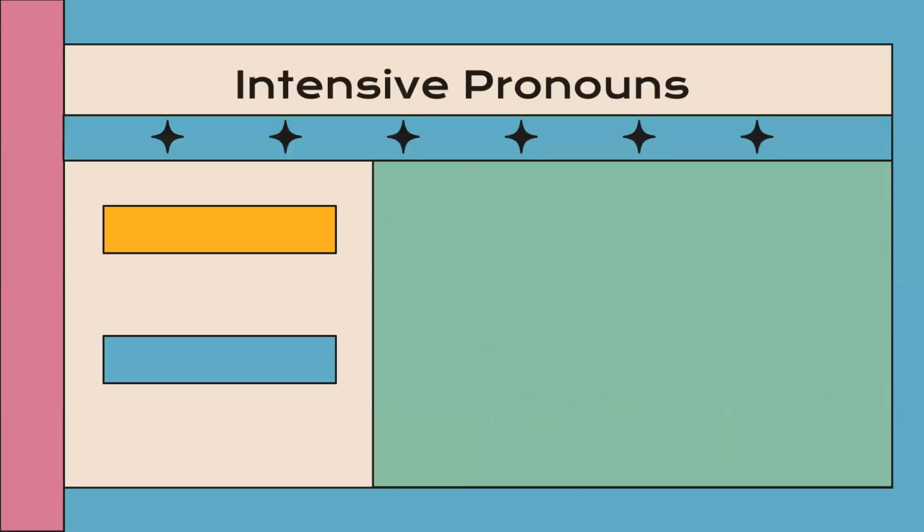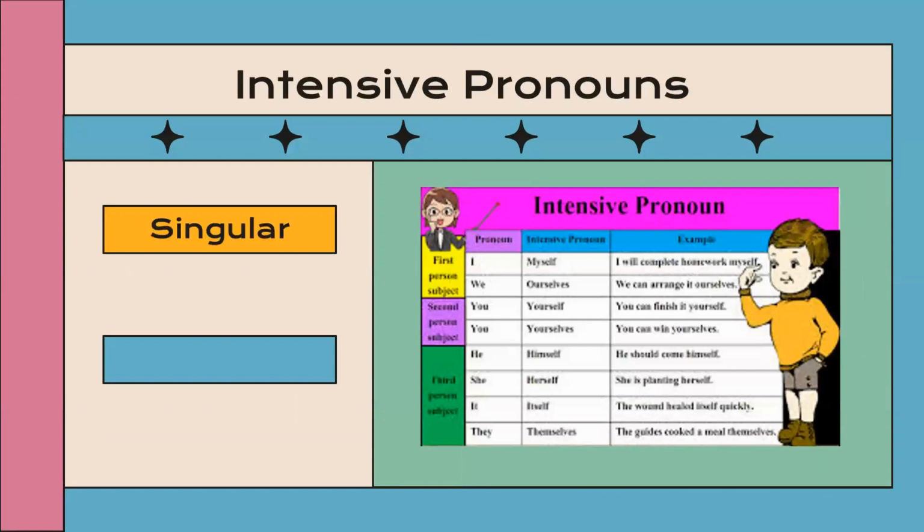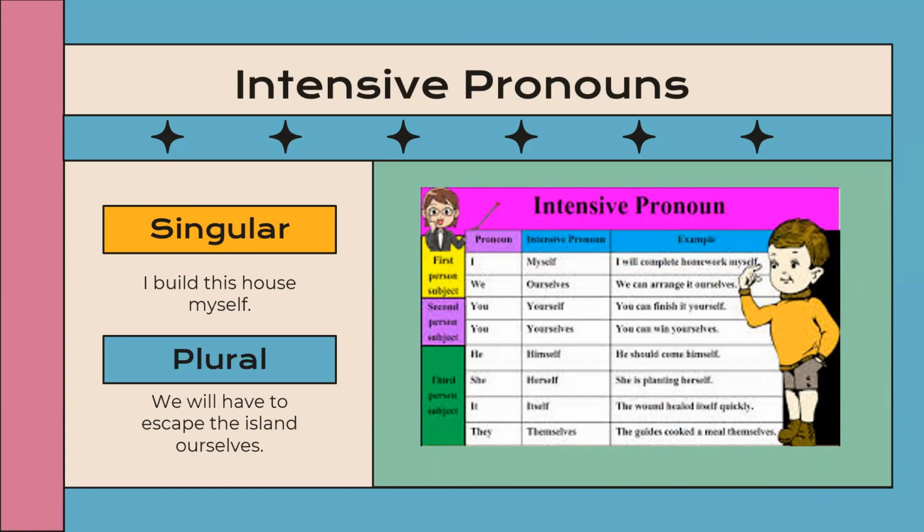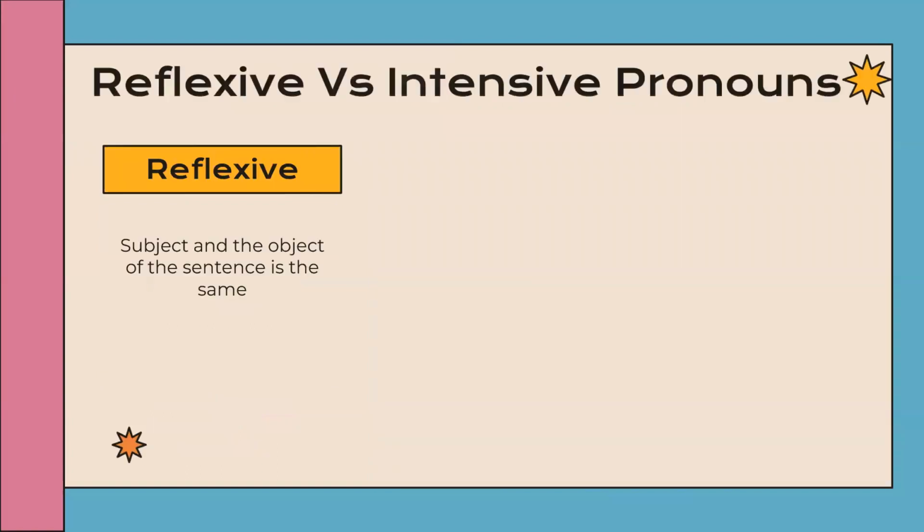So next, let us move on to the intensive pronoun. Intensive pronouns could be used in the singular form or in the plural form. In the singular form, I can say, I built this house myself. In the plural form, I can say that we will have to escape the island ourselves. Now, you might have noticed that the intensive pronouns also include words like myself, ourselves, yourself, which I have already dealt with in reflexive pronouns. So the words are the same. So what is the difference between intensive and reflexive pronouns? Let us understand the difference between reflexive and intensive pronouns over here.